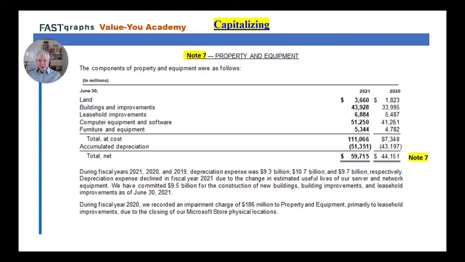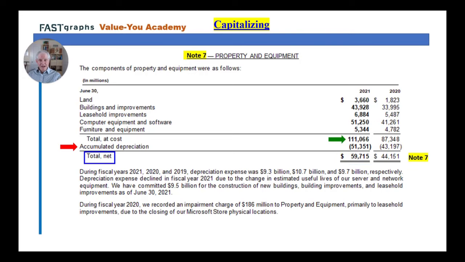111 billion, and they have accumulated since they own that. Some of this has gotten older, and they're bringing it down. They're taking depreciation expense on the income statement, and they've accumulated 51 billion, bringing it down to a net value, and that's exactly what we saw on the balance sheet. They showed us the net amount.